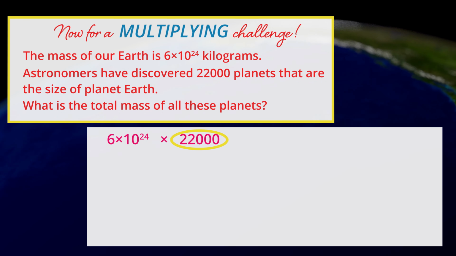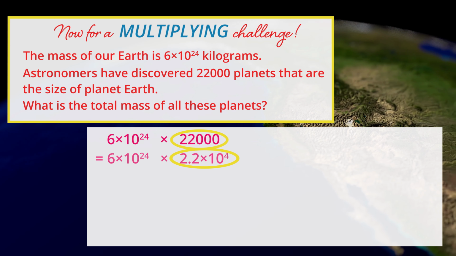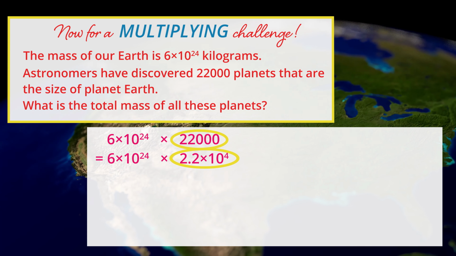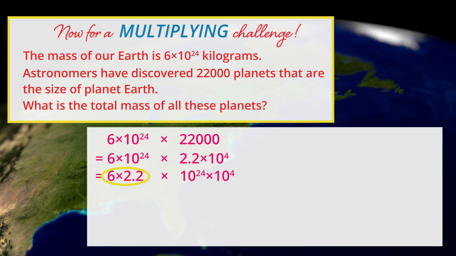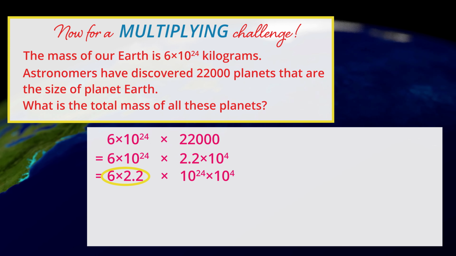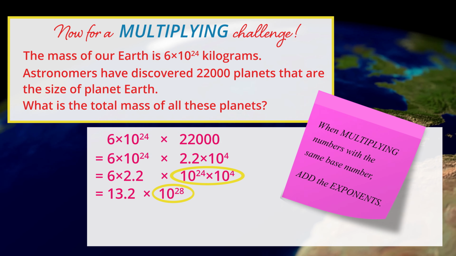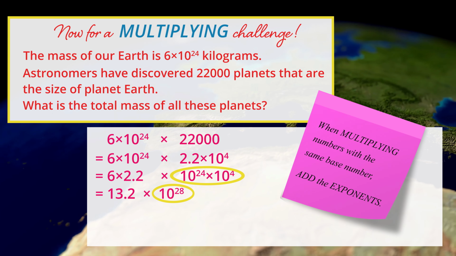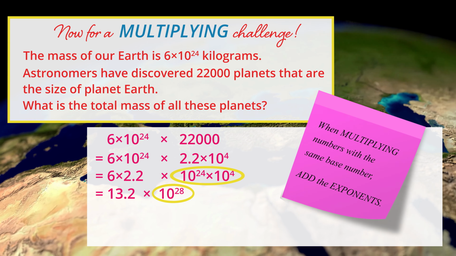Let's convert the number of planets to scientific notation. 22,000 is 2.2 multiplied by 10 to the exponent of 4. First we rearrange the numbers. We'll multiply the coefficients. 6 multiplied by 2.2 is 13.2. When multiplying numbers that have the same base, like 10, we add the exponents. So 24 plus 4 is 28. That's 10 to the exponent of 28.